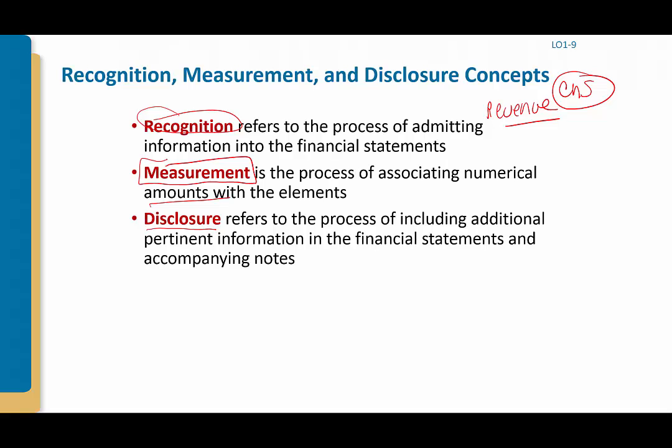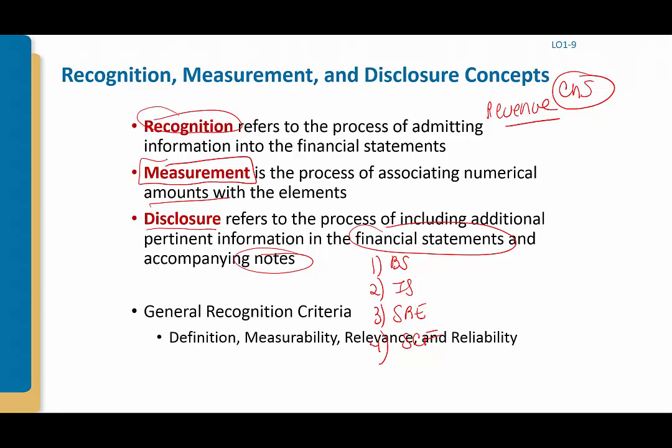No financial statement is complete unless it has the notes, which are full of the disclosures. So you have to include additional information in the accompanying notes to the financial statements. A full set of financial statements includes the financial statements and it must include the notes. And remember, earlier in the chapter, we mentioned 4 different financial statements. So we have the balance sheet, the income statement, the statement of retained earnings, and the statement of cash flows. That is our full set of financial statements, but it's not complete unless it has the notes.